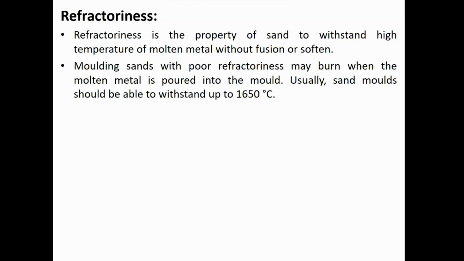Suppose you are working with molten steel and want to cast a steel product, you can reach a temperature of 1500 or 1600 degrees, depending upon the carbon content. At that time your sand mold should be able to withstand a temperature up to 1650 degrees centigrade, and it should maintain its size, and it should be able to withstand such a high temperature of the molten metal.